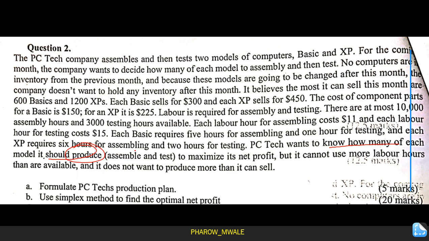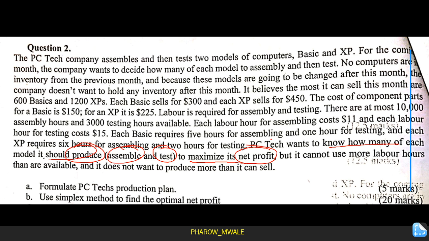It should produce both to assemble and to test, so that what? What is the objective? What is the goal? Maximize its net profit. But we are told it cannot use more labor hours than available, and it does not want to produce more than it can sell. So it wants to keep it within the range. It does not want to overshoot its production.